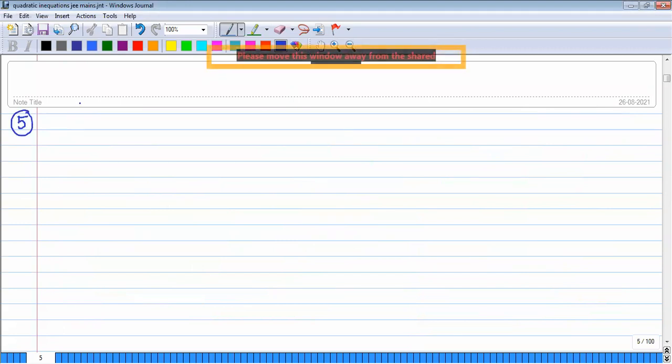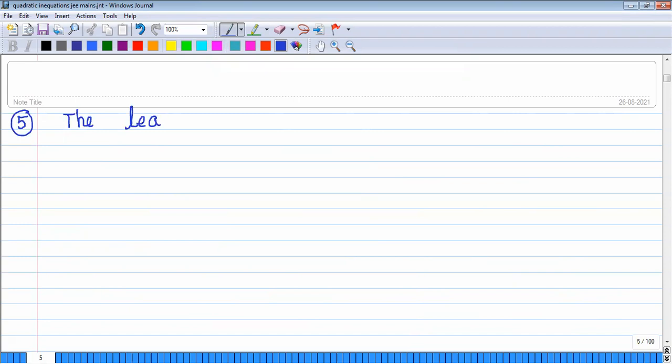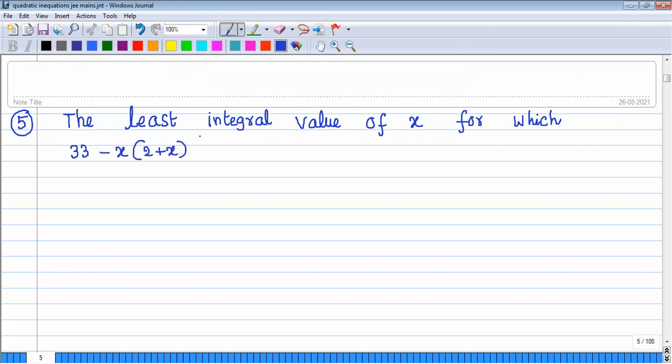Okay, fifth question. The least integral value of x for which 33 minus x times 2 plus x is greater than or equal to 0 is: first option 1, second option 2, third option minus 4, fourth option minus 3.